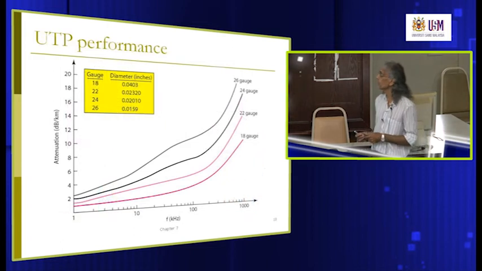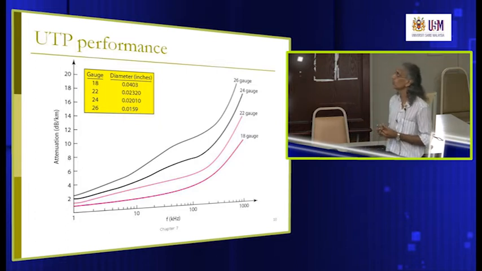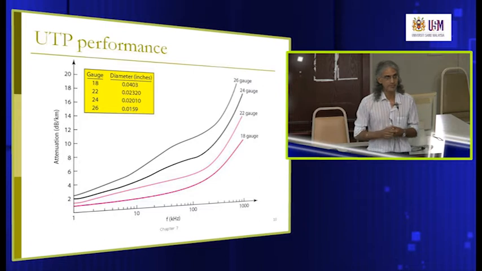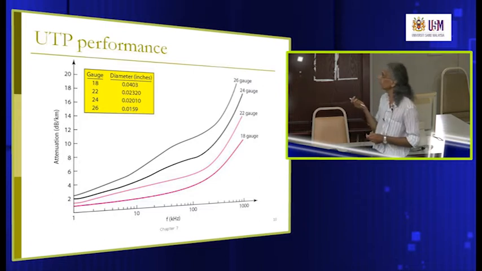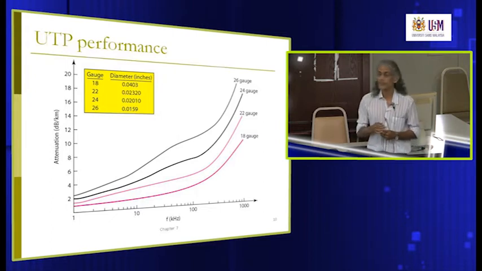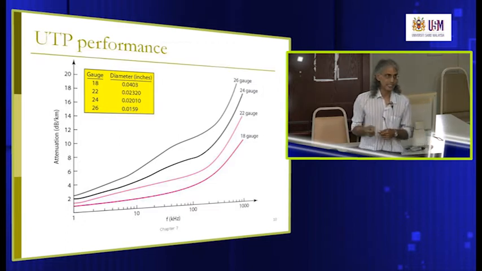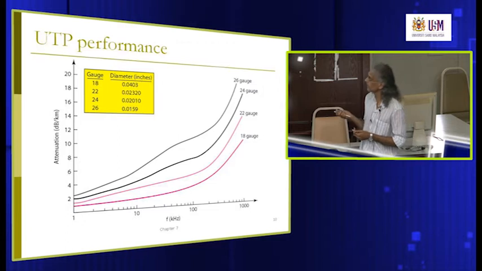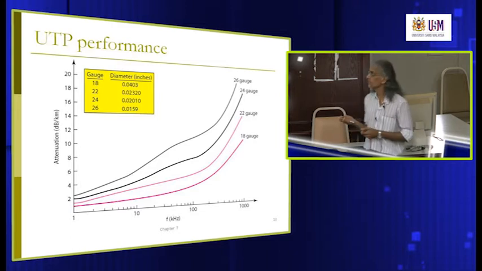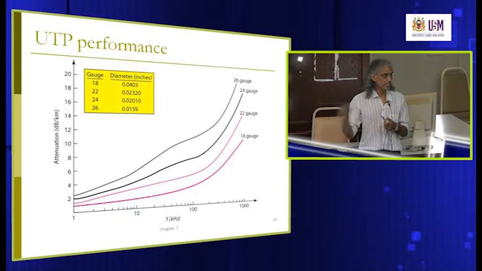Now, of course, the UTP cables also have different diameters, right? This graph basically shows you the performance of the different UTP cables. Some are thick, some are thin, right? If you look at the diameter here, gauge 18 is basically thicker compared to gauge 26, which is thinner. What this graph shows you is which cable is better quality, or rather which can send data without loss. So the attenuation here on the y axis basically means how much data is lost.